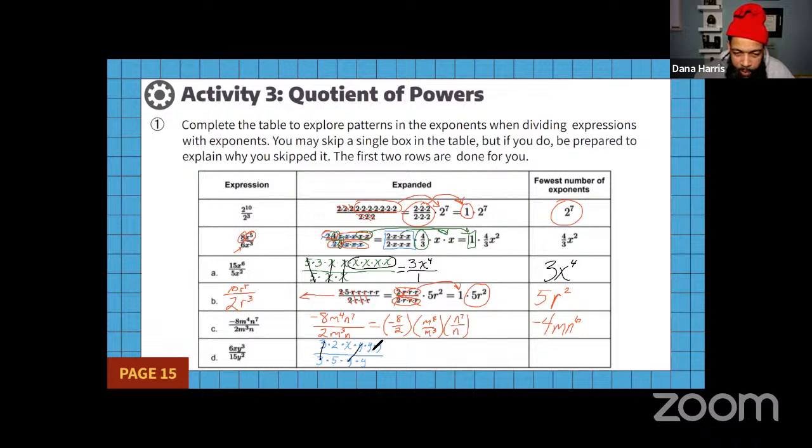Y divided by y is 1, right? So we're left with 2xy in the numerator, and 5 in the denominator. So your answer is 2/5 xy, or you can write it just like you see here. They both are the same thing.